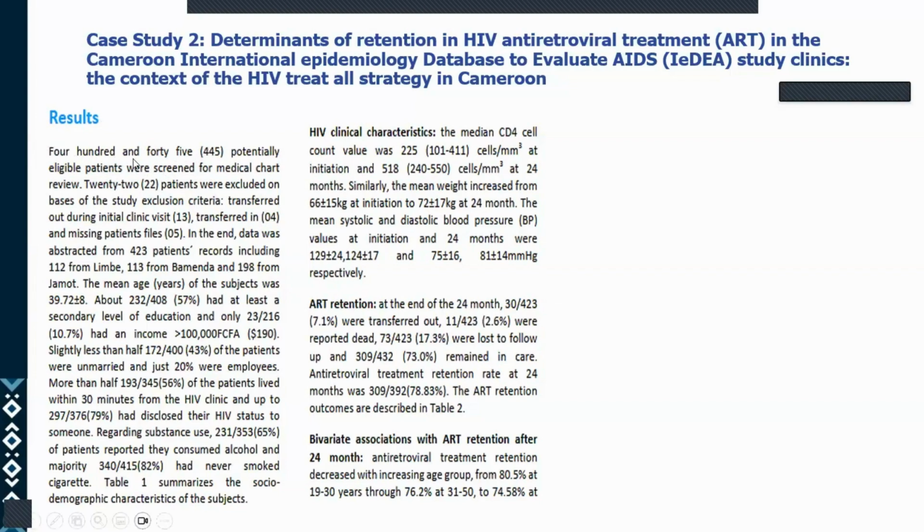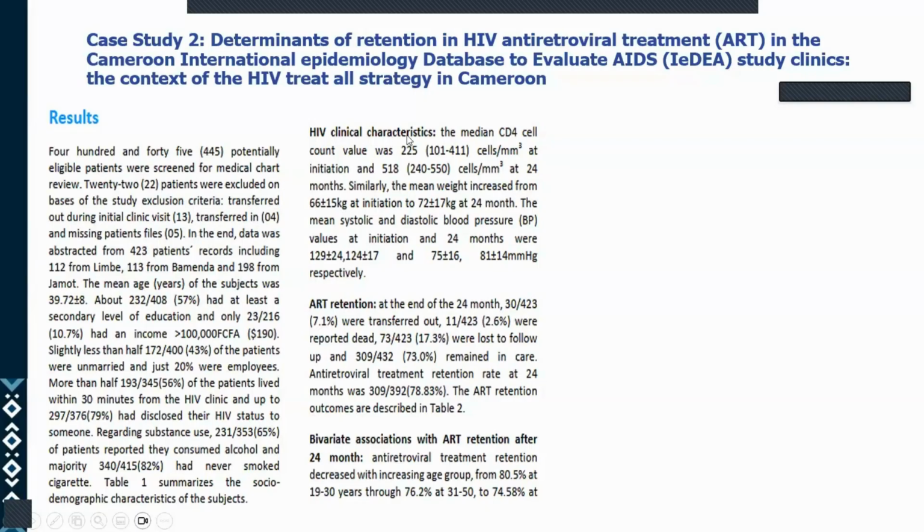So you can see here, if 445 were potentially eligible, 22 were excluded due to what? 13 transferred out, 4 transferred in, and 5 missing patients. And finally, in the end, data was abstracted from 423. You see that just with this, we easily understand the traceability of what was found till what was analyzed. And now you start with the socio-demographic of the 423.